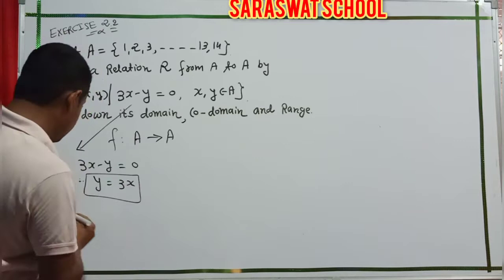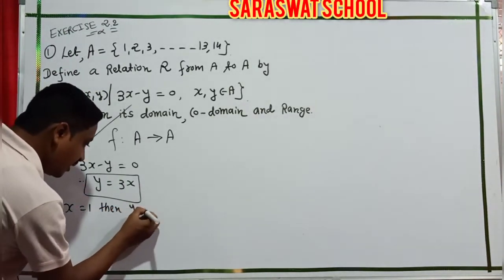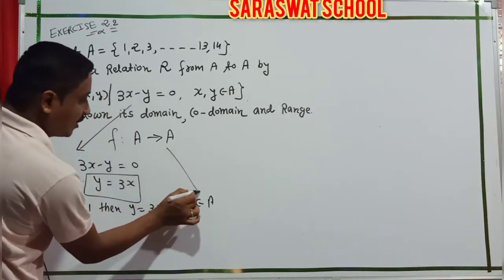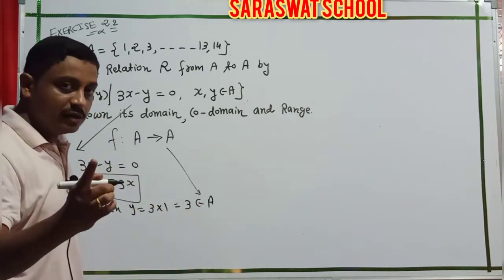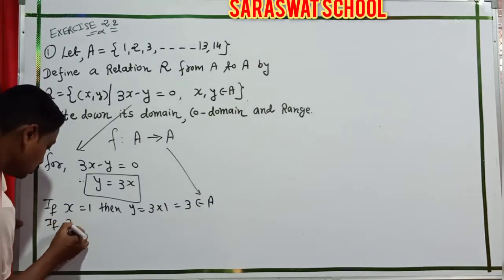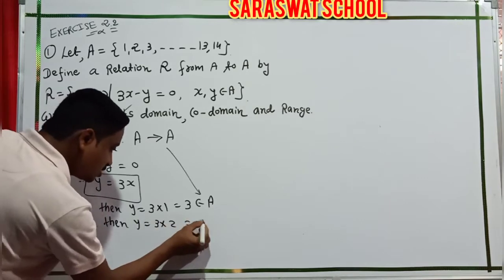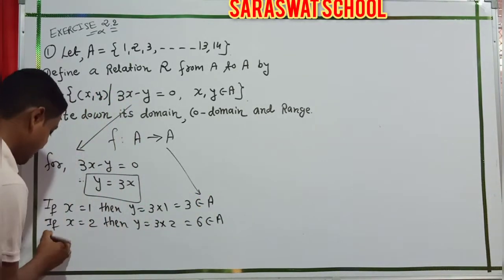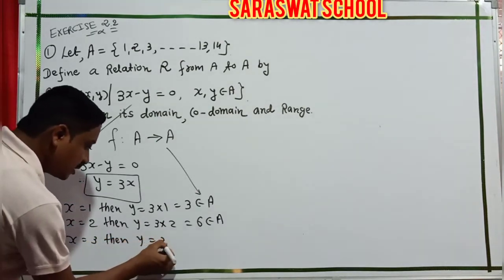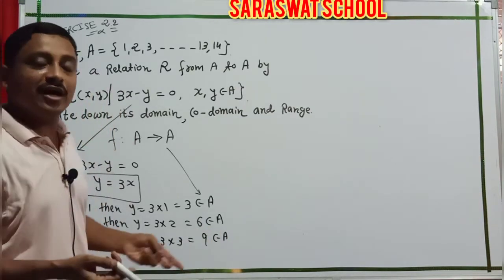So I start. If x is 1, then what is y? 3 into 1. Check that it belongs to your codomain. Sometimes they do not belong, so you take values only up to belonging. If x is 2, then what is y? 3 into 2. Check, it also belongs to the codomain. If x is 3, then 3 into 3 is 9, and that also belongs to A.